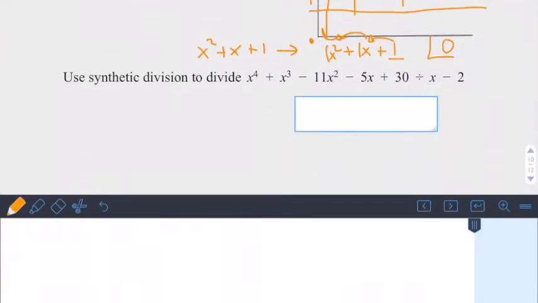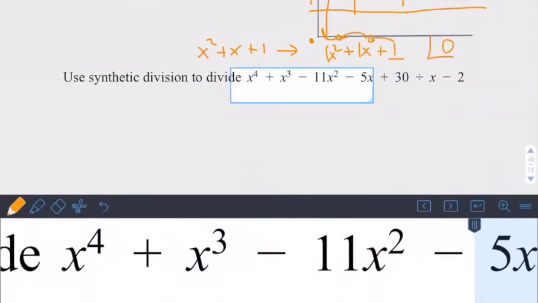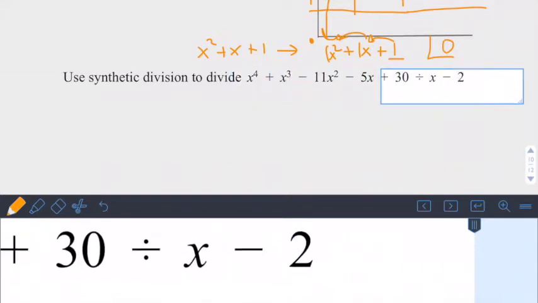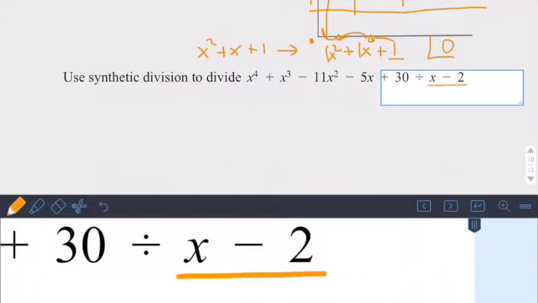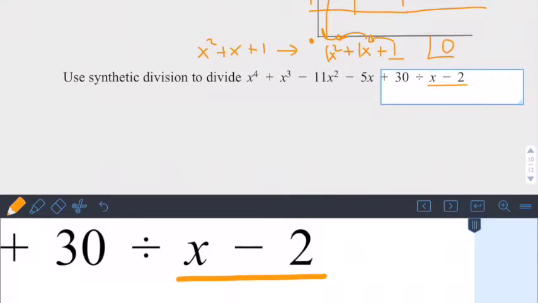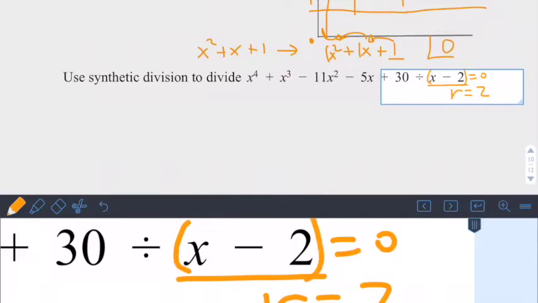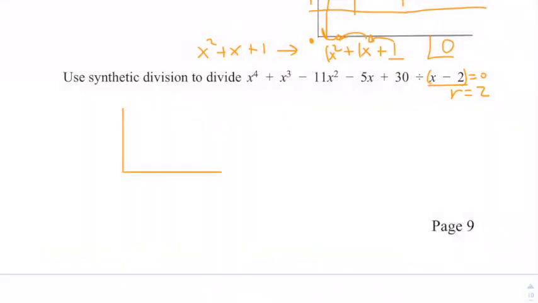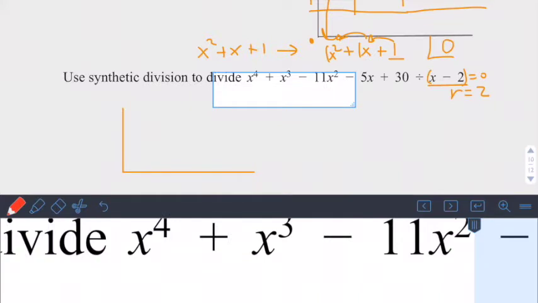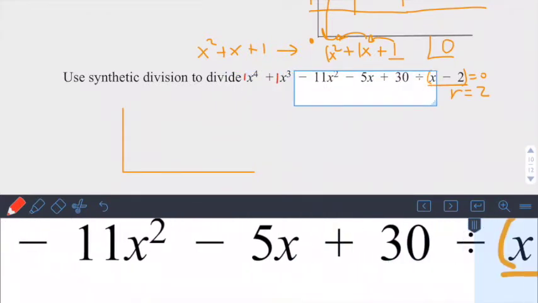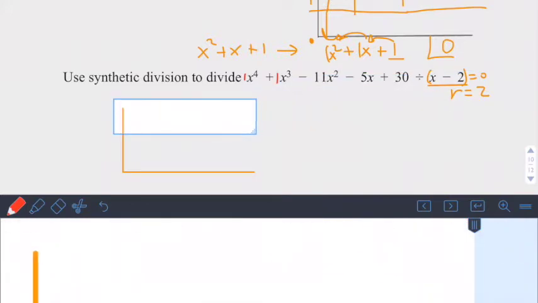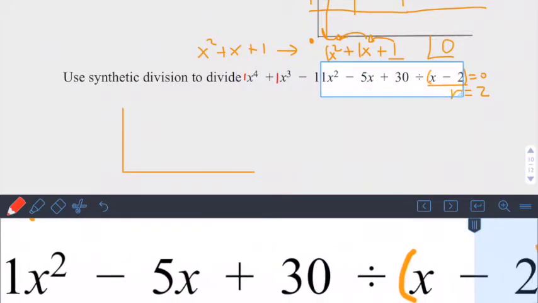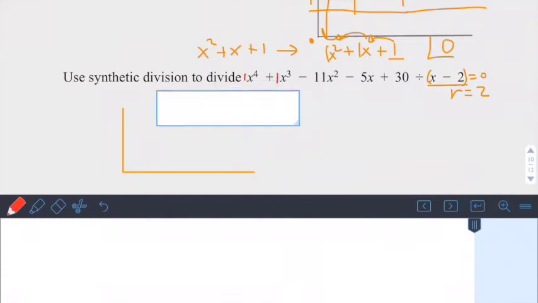Okay, let me show you another example. We're going to divide this big, long polynomial divided by x minus 2. Okay, so the root is 2, right? If we set this part equal to 0, the root's 2. Now I'm going to put my coefficients in, and I don't have any zeros, right? 4, 3, 2, 1, 0, we're good.